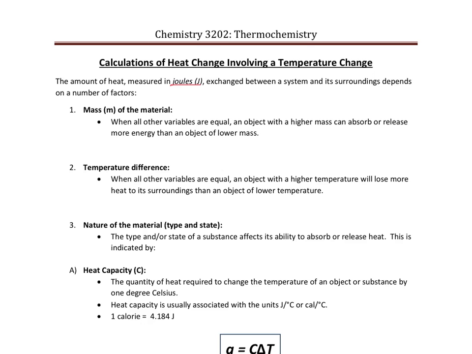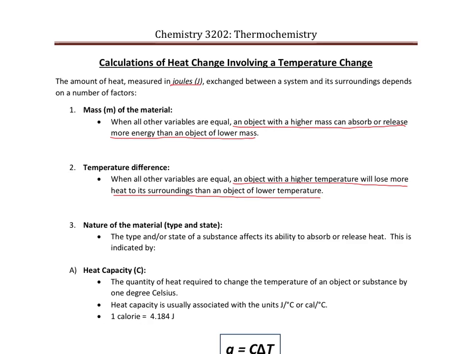First, it would be the mass of the material. When all other variables are equal, an object with a higher mass can absorb or release more energy than an object of lower mass. A temperature difference is also a factor that affects the amount of heat exchanged. With all other variables being equal, an object with a higher temperature will lose more heat to its surroundings than an object of lower temperature.